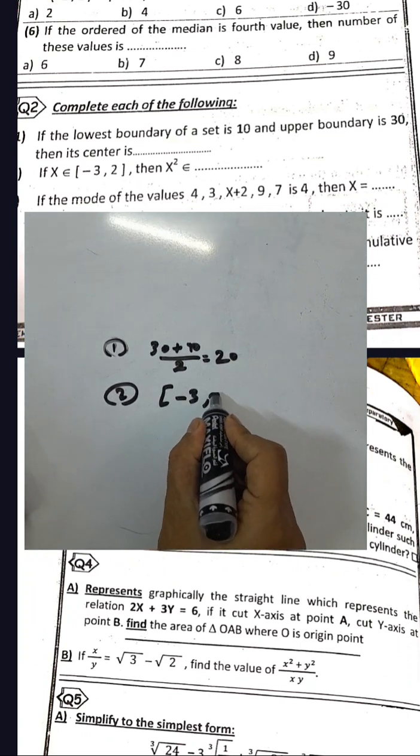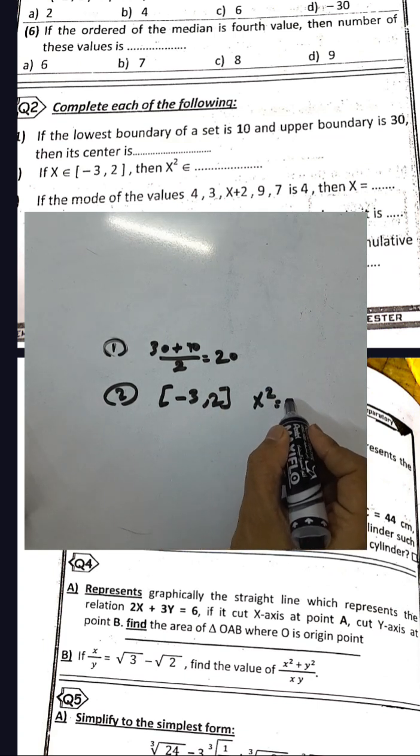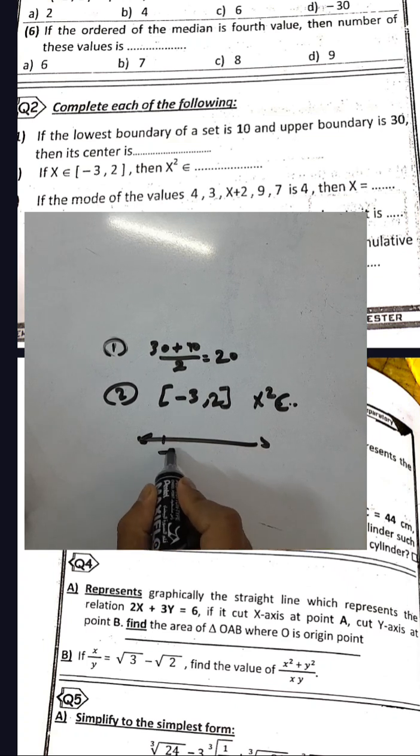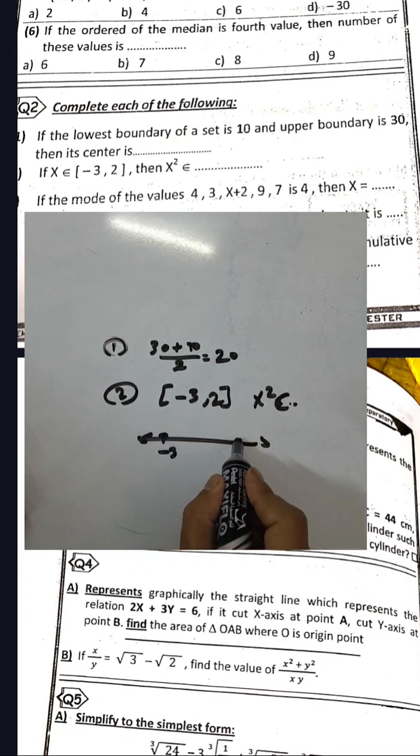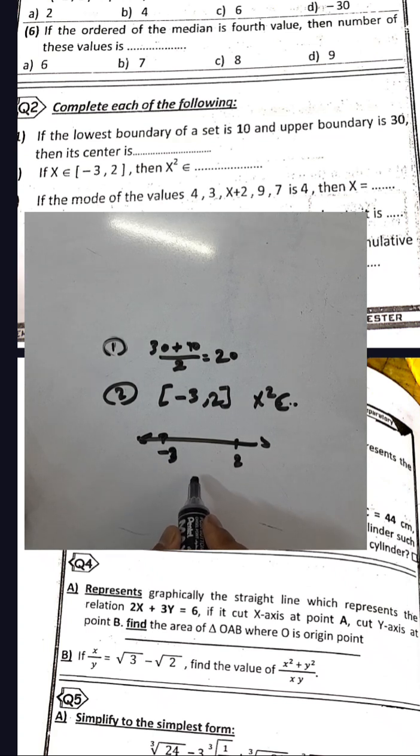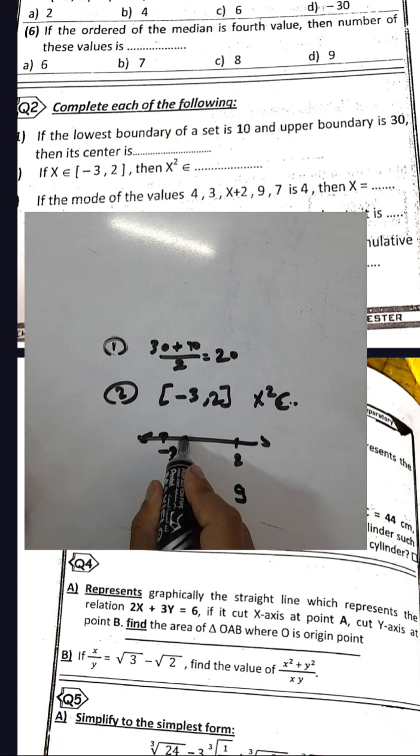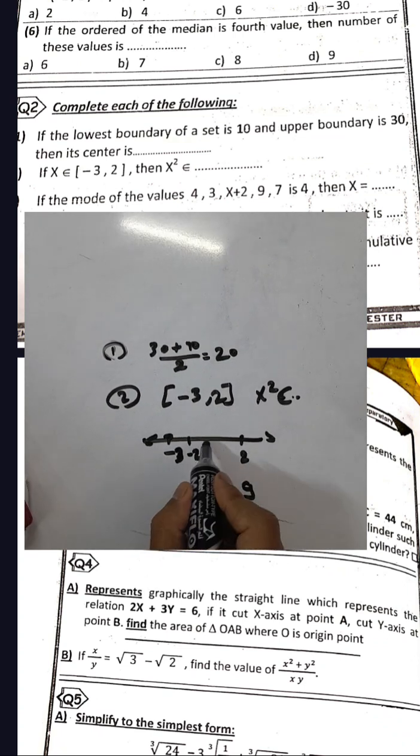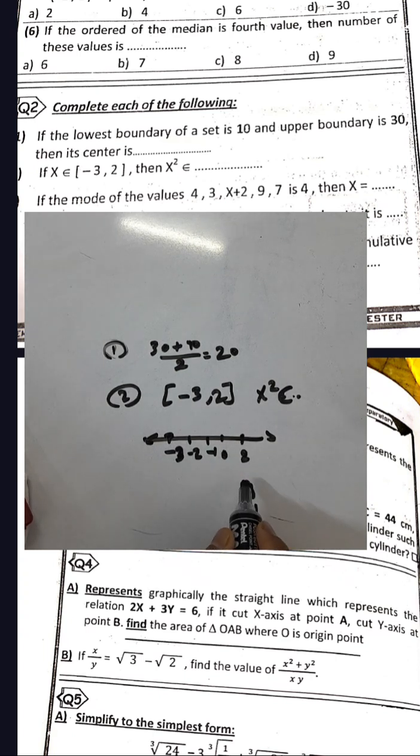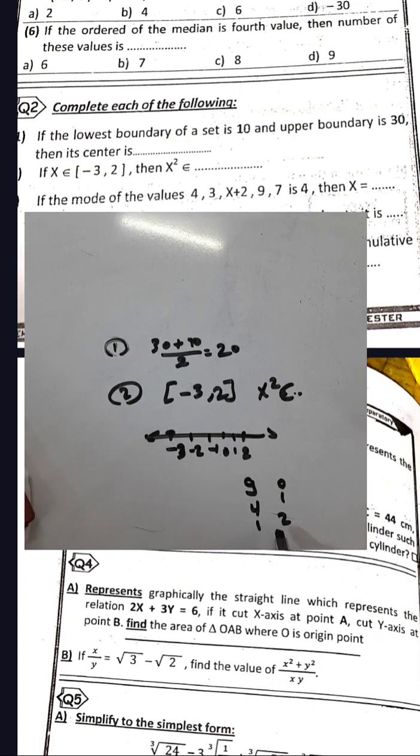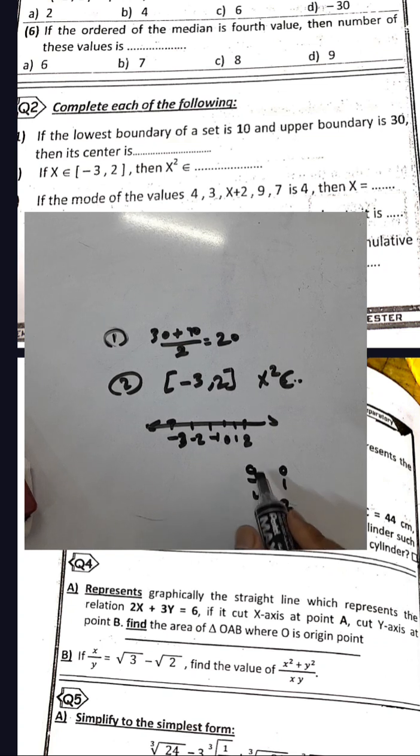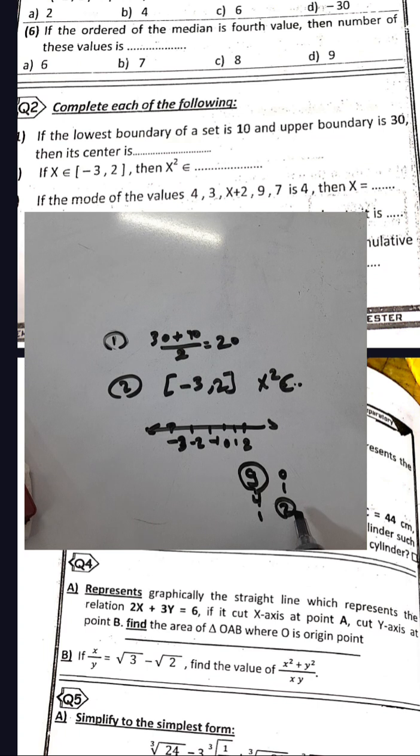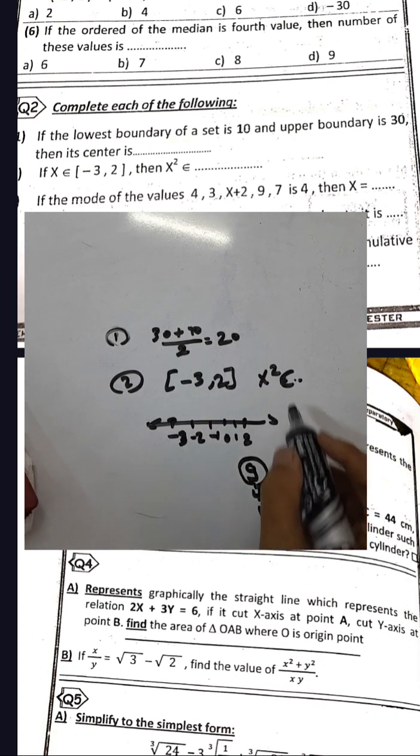From negative 3 to 2 closed, you want x power 2 falling into steps. Look here, we have negative 3 and 2, it's closed. If we write negative 3 power 2 it will be 9, and negative 2 squared will be 4, negative 1 squared will be 1, and so on. 0 power 2 equals 0, 1 squared will be 1, 2 squared will be 4. Then the result lies between 0 and 9.